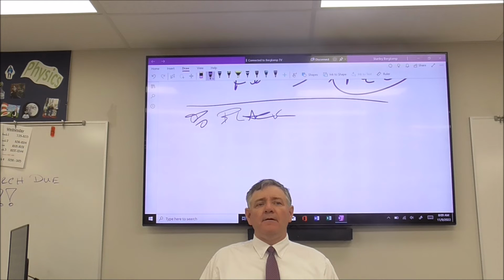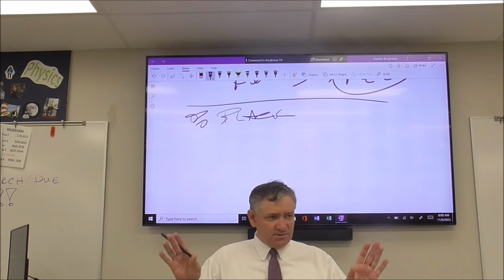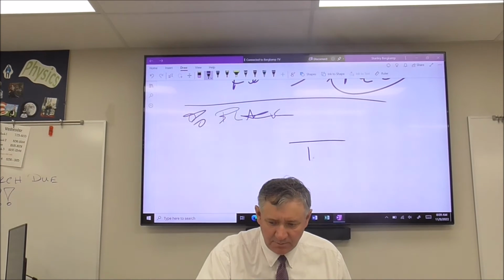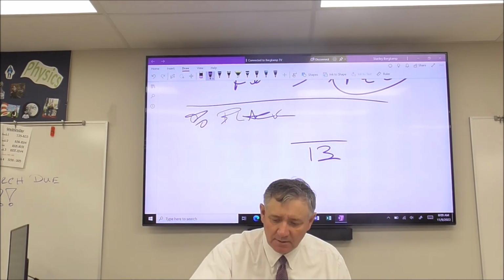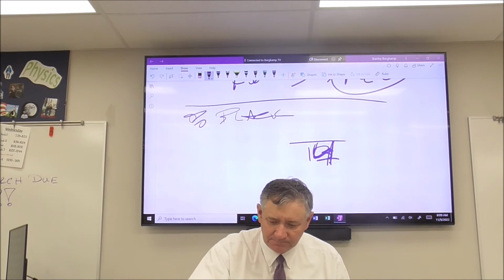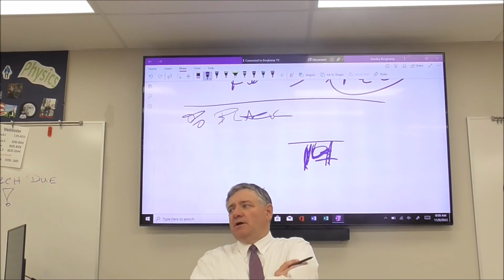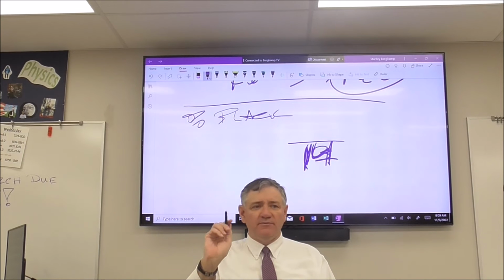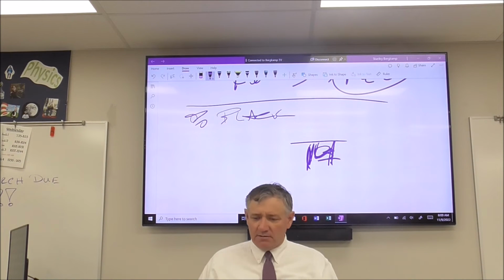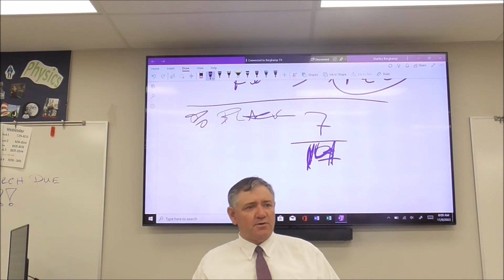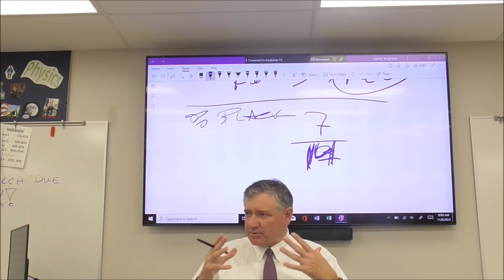Take the total number of people and divide it by the total number of people that are wearing black. Okay, so in this room right now, there are 13 people, well, 14 if you count me. 14 people in this room. So we have 1, 2, 3, 4, 5, 6, 7. We have 7 people that are wearing something black or dark in color.